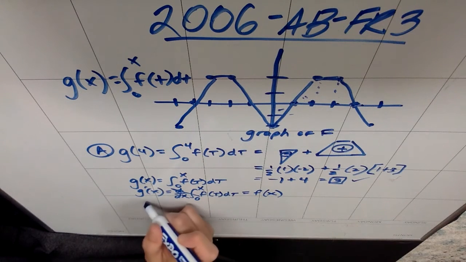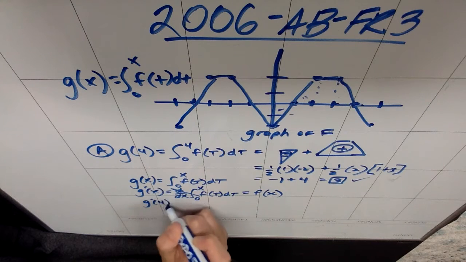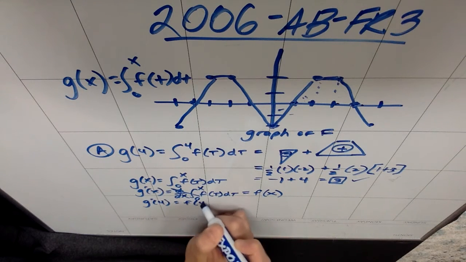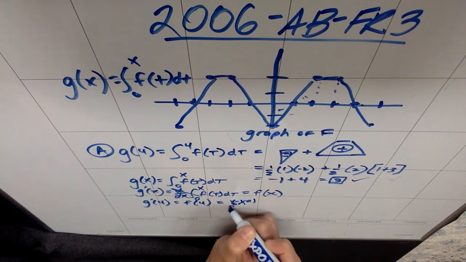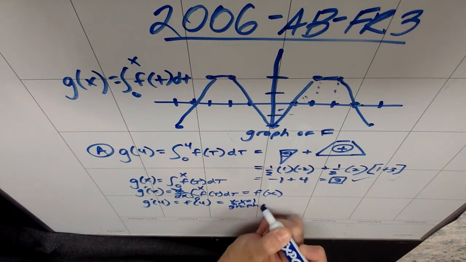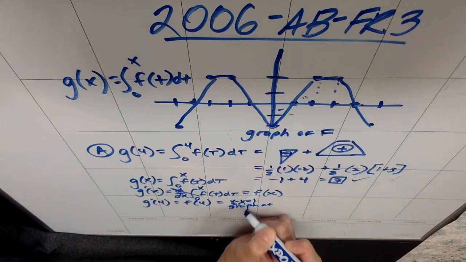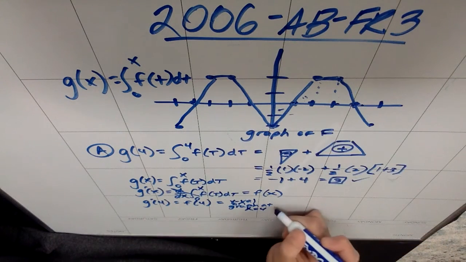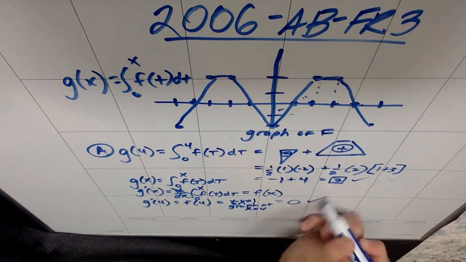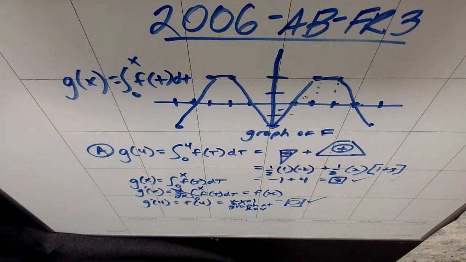So now I know that g prime of 4 is the same as f of 4, which is just the y value on the graph, right? This is the y value on the graph at x equals 4. And if you look at your graph at x equals 4, the y value is 0. So that's a 0. And again, the AP just wants to see that you know g prime of 4 is 0.